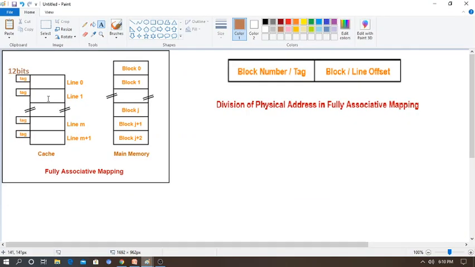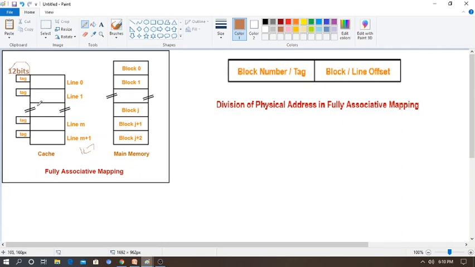Let's consider an example of fully associative mapping where you have a cache, and assume the tag size is 12 bits. In the earlier mapping the tag size was only 3 bits, but here the tag size is 12 bits. The cache consists of line 0, line 1, up to line 127. Main memory consists of block 0, block 1, block j and so on, and each block may consist of up to 4095 memory addresses.